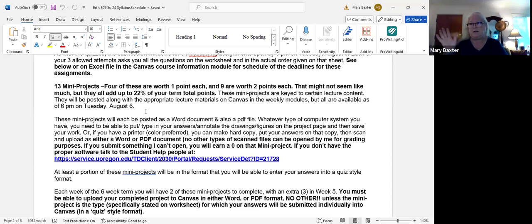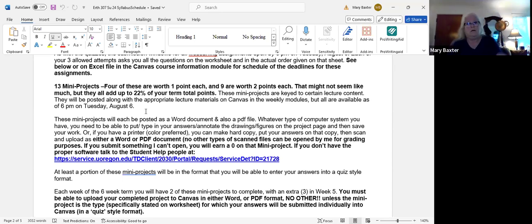It makes no sense to use Excel and PowerPoint in this case. So please save it as a PDF before you upload it, because if it's something that I can't open, then I can't grade it and you don't get any points for that, even if you did it correctly. If I can't see it, how do I know?